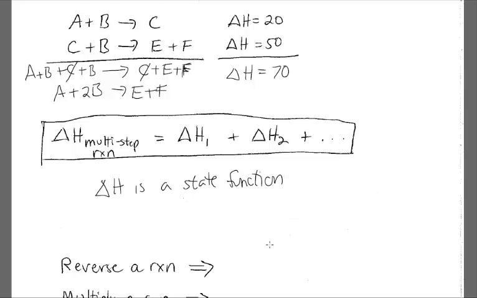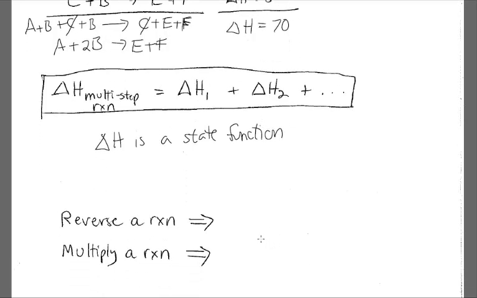A consequence of this is that if you reverse a reaction, write it backwards, you change the sign of delta H. If it was exothermic and you flip it around, it's endothermic, and vice versa. And if you multiply a reaction by some value, which we'll show examples of, you also multiply the delta H.